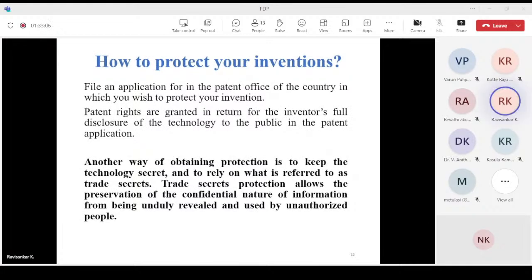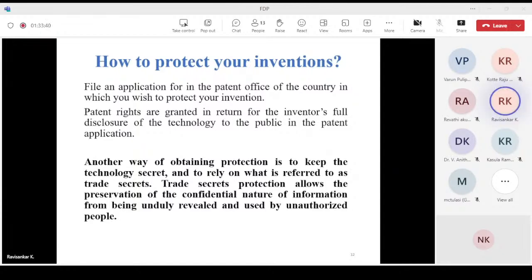To protect your invention, you have to file a patent application in the patent office of the country where you want to protect your invention. For example, we are in India, so we have to file our application in the Indian Patent Office. And if you are interested to file patent applications in other countries, you have to file a PCT application, which is called Patent Cooperation Treaty. So you have to file a PCT application with WIPO. Then you will have the opportunity to enter into all 193 nations after 12 months.